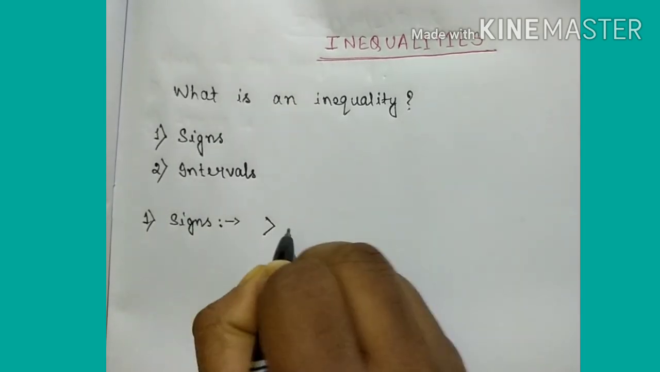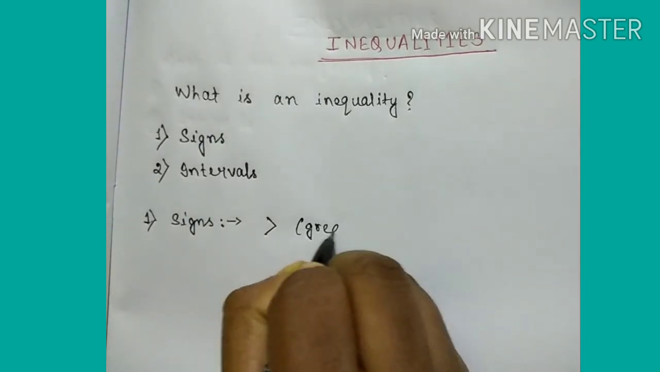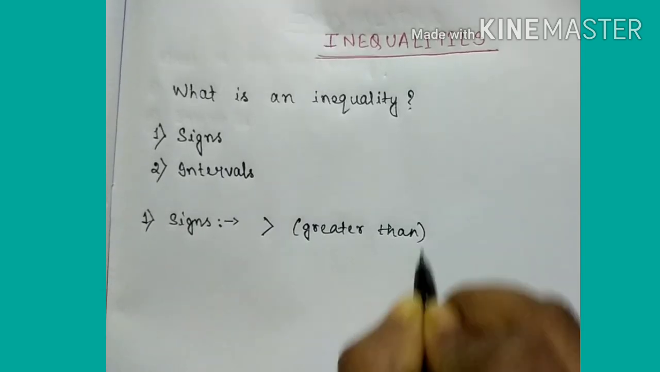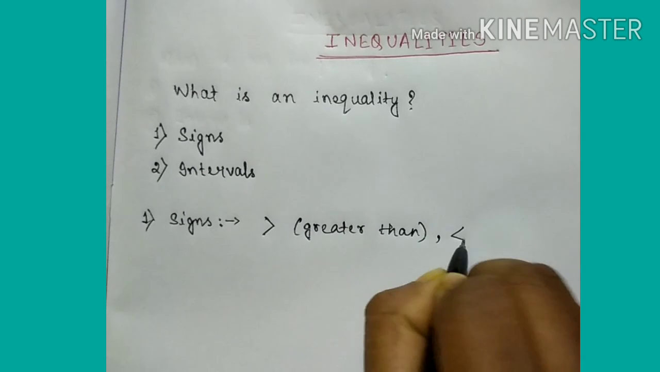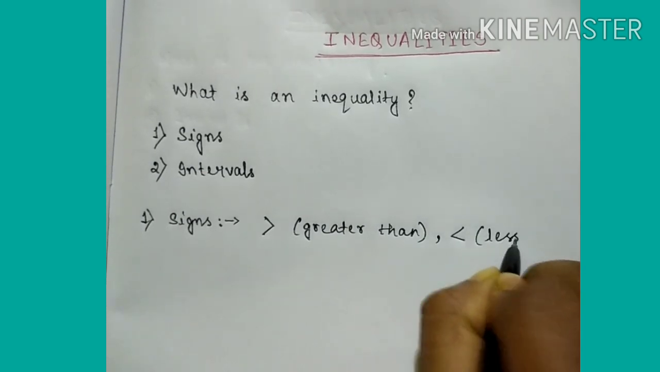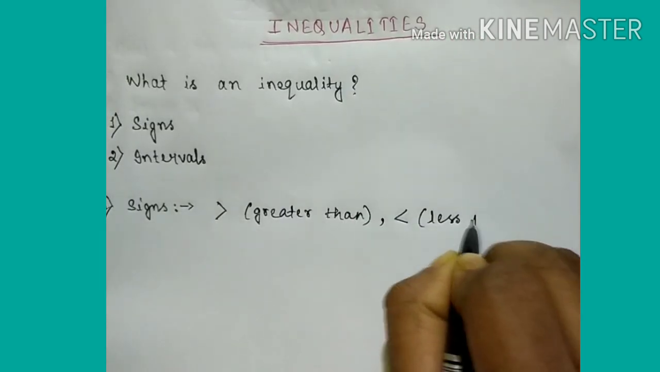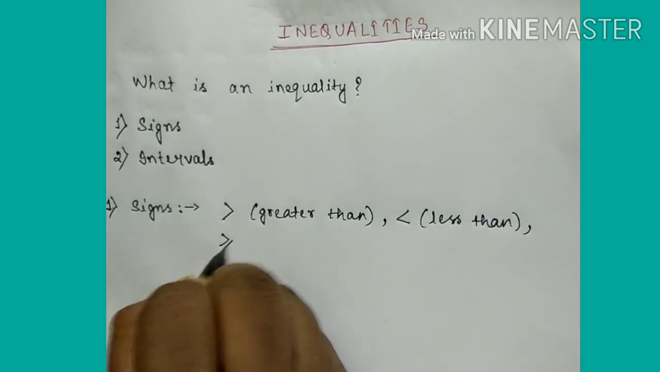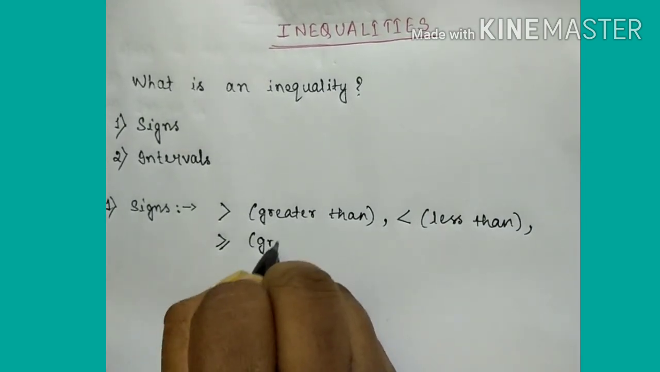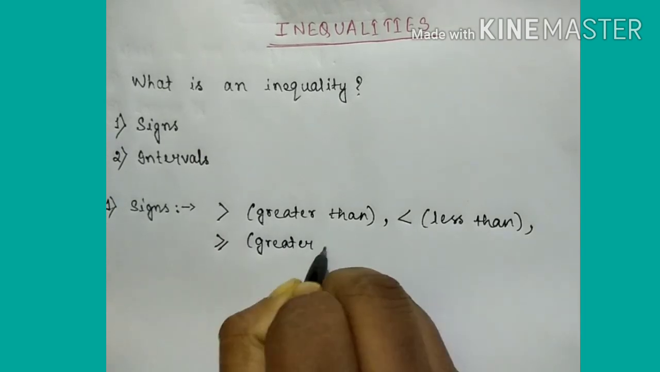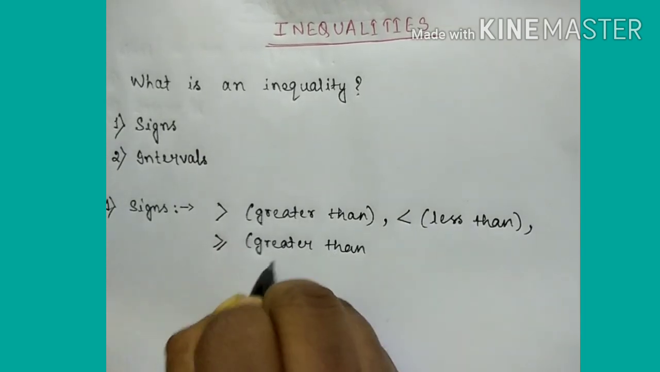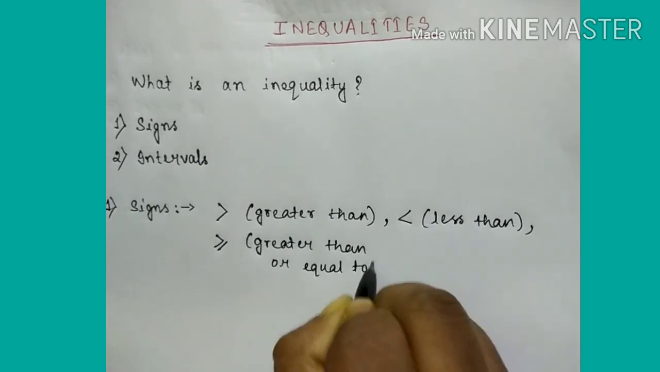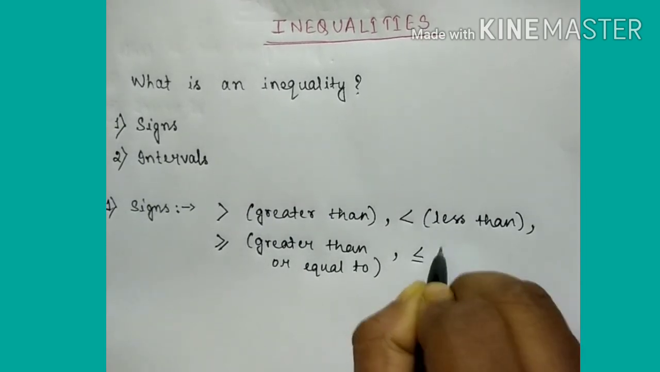Friends, this is called greater than sign. This is less than sign. This is greater than or equal to sign. And this is less than or equal to sign.